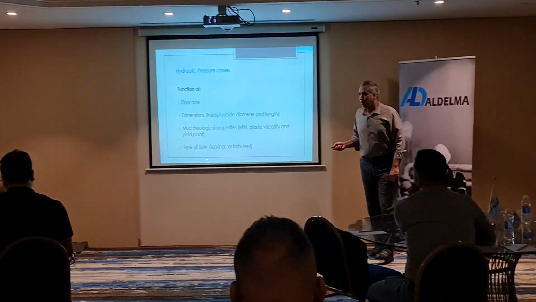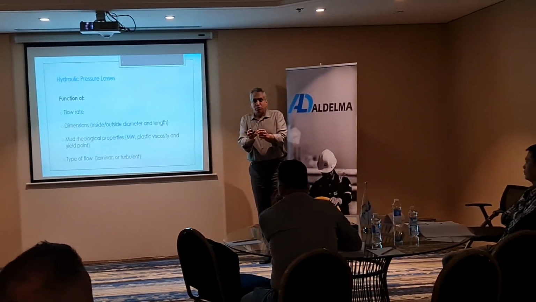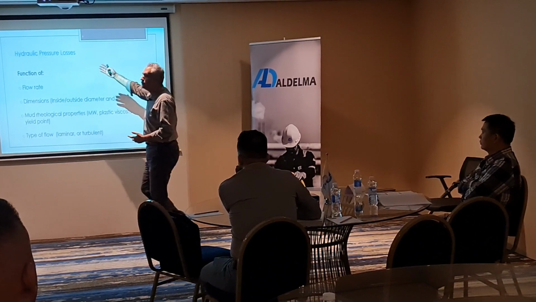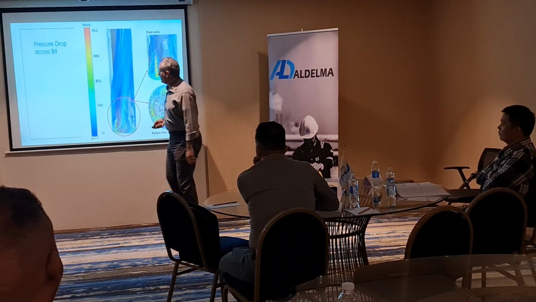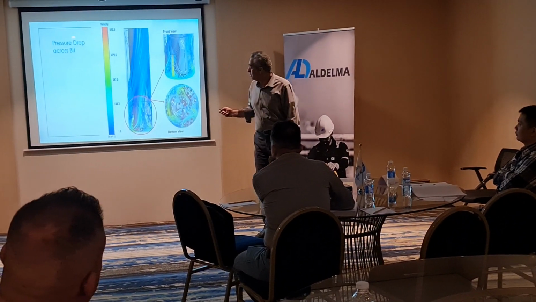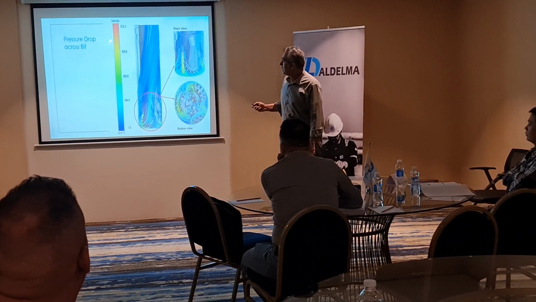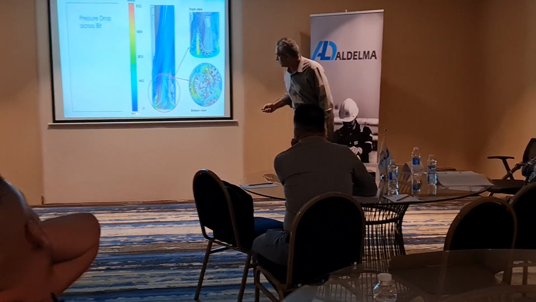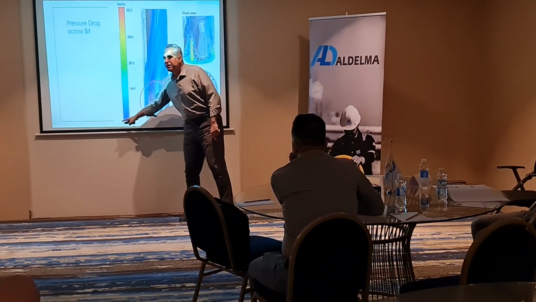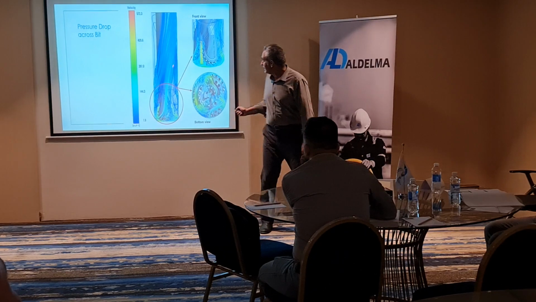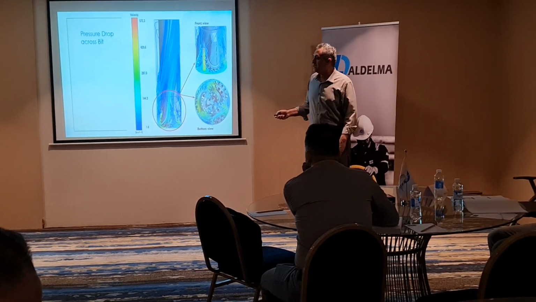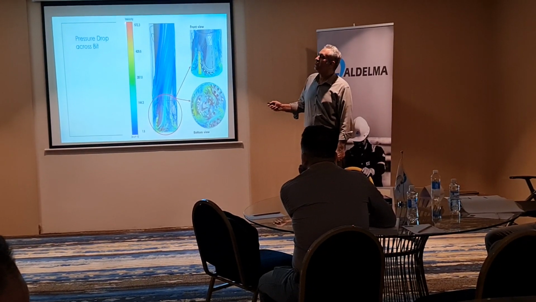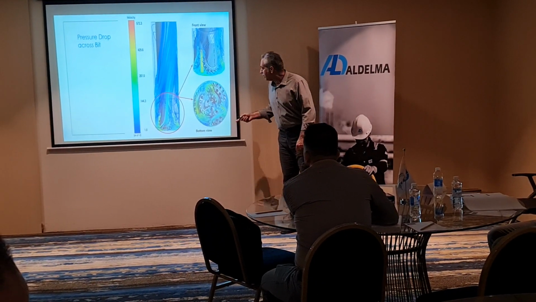And the types of the flow, okay? Sometimes it depends on the geometry and the size. We have a laminar flow or turbulent flow. These all affect the hydraulic pressure losses. You can see the pressure drop across the bit. More velocity, more pressure drop. Yeah, it's blue. For example, the scale is meter per second. You can see where the blue is the low velocity, and it goes to green, yellow, and red. It's going to be higher velocity.